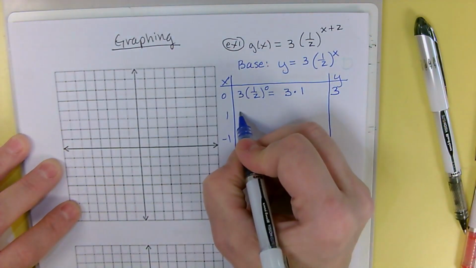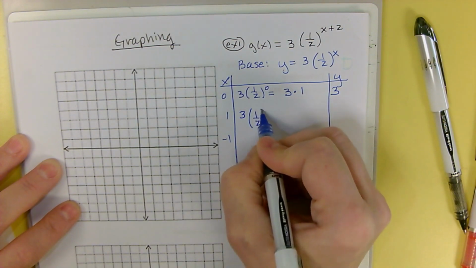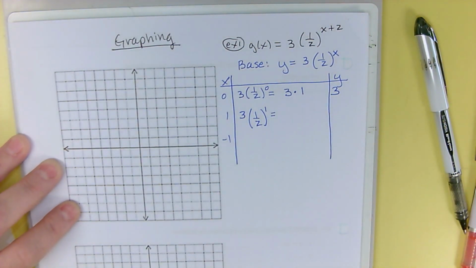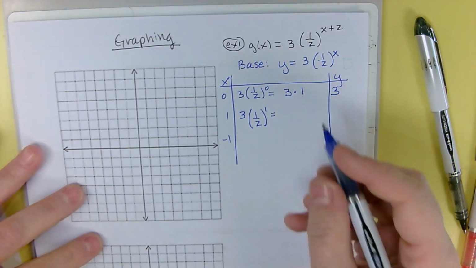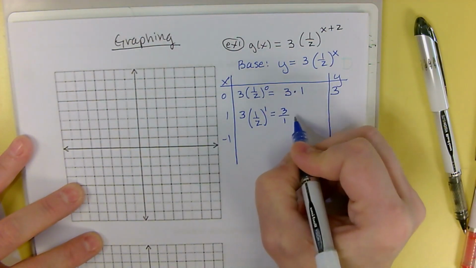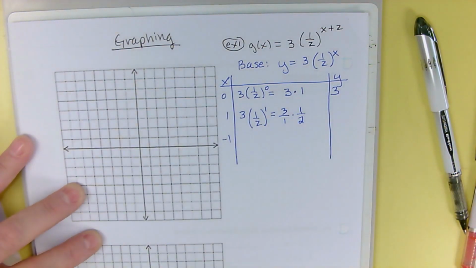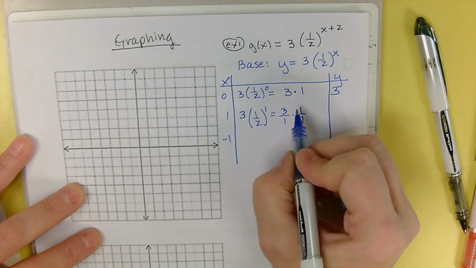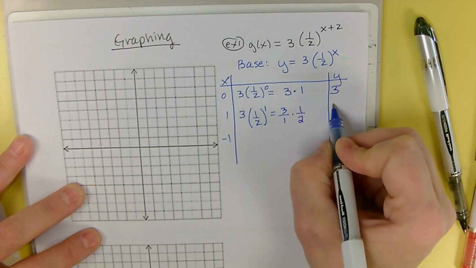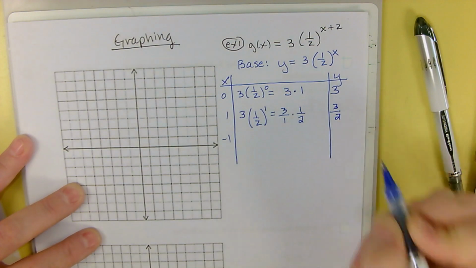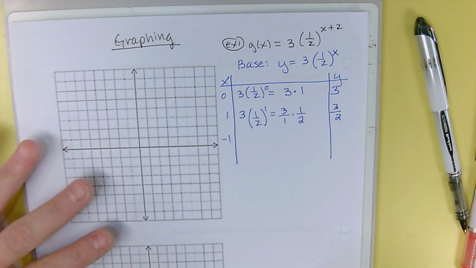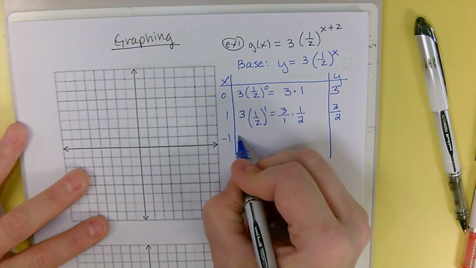Okay, let's do the 1. So I have 3 times 1/2 to the 1. Do the exponent first. 1/2 to the 1 is 1/2. So now I have 3 over 1 times 1/2. And remember, when you multiply straight across, 3 times 1 is 3. 1 times 2 is 2. So 3/2.